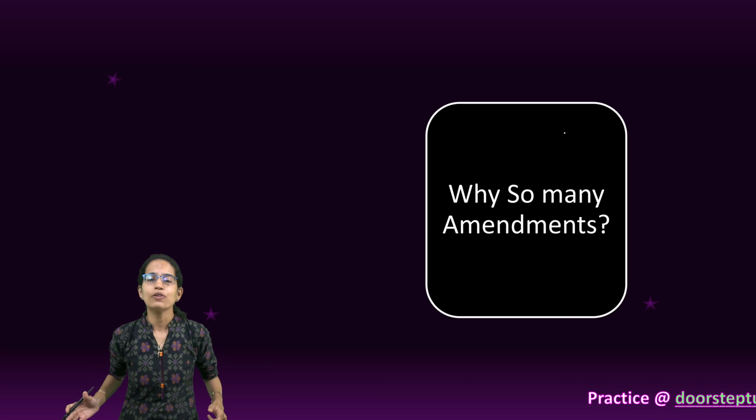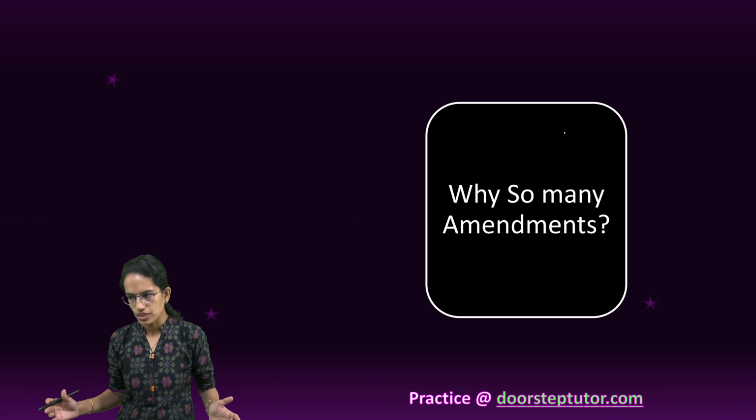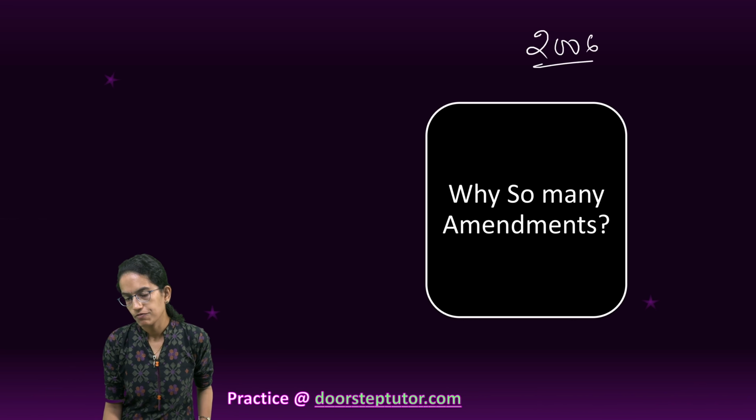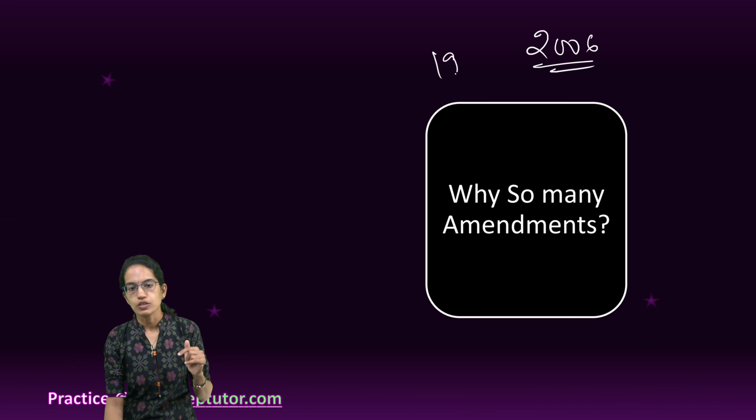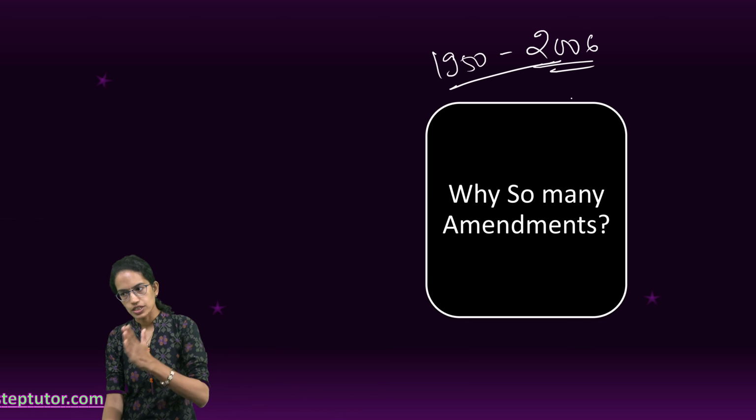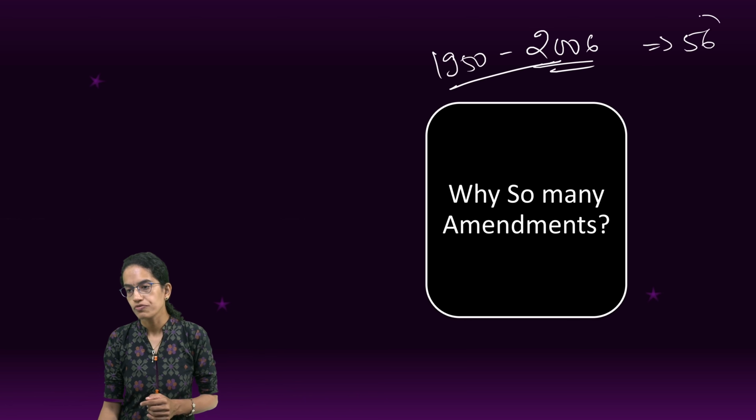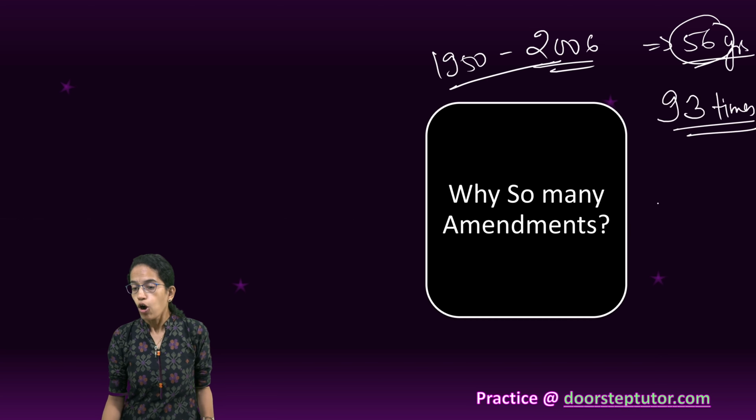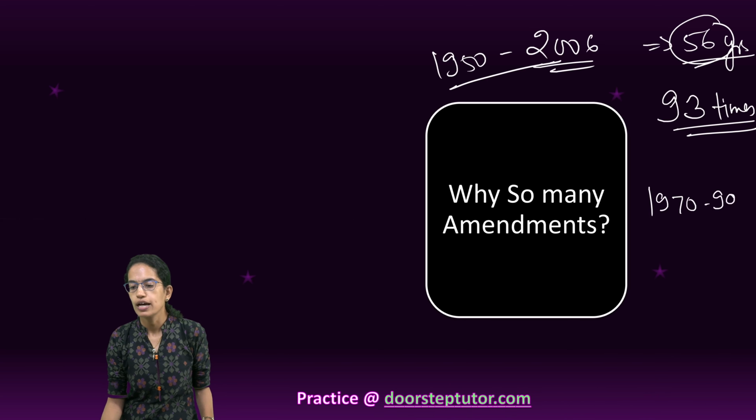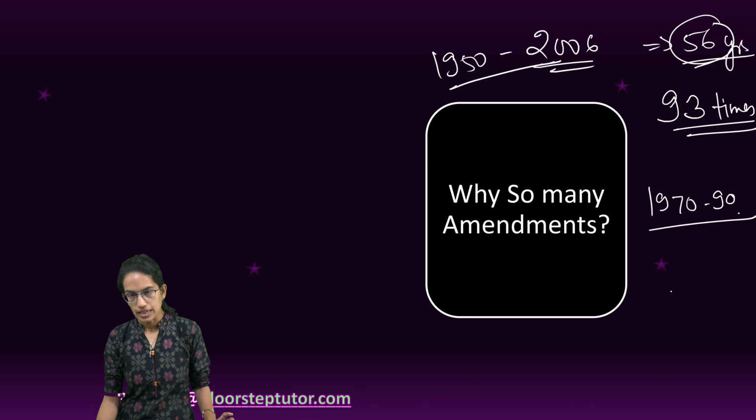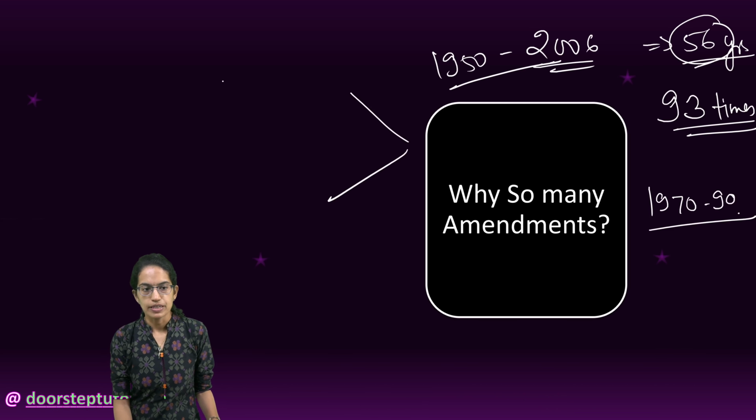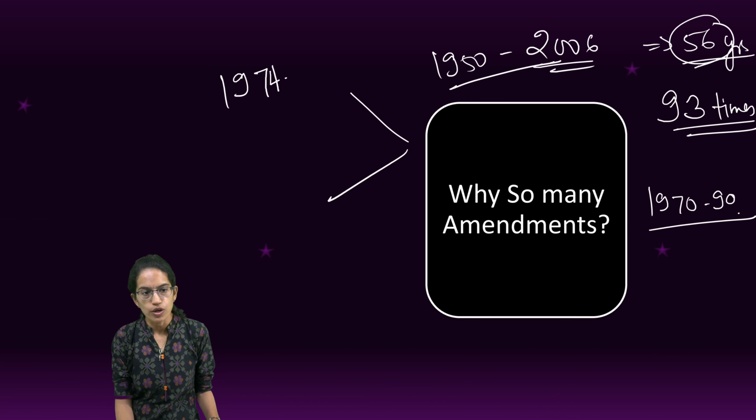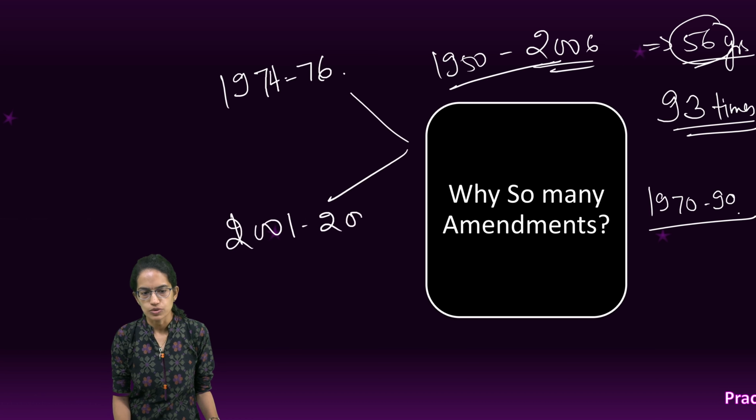The next is, why don't we have just one amendment? Why are there a series of amendments? So if we talk about 1950 to 2006, 26 January to 26 January, in those 56 years of existence, there were nearly 93 amendments done in the constitution. Of this, the highest number of amendments were done between 1970 to 1990. Two special episodes of amendments, one from 1974 to 1976 and the other from 2001 to 2003.